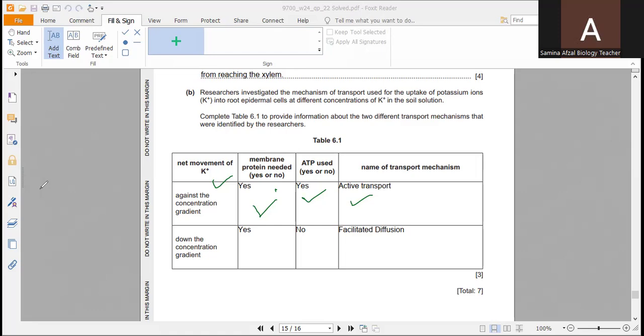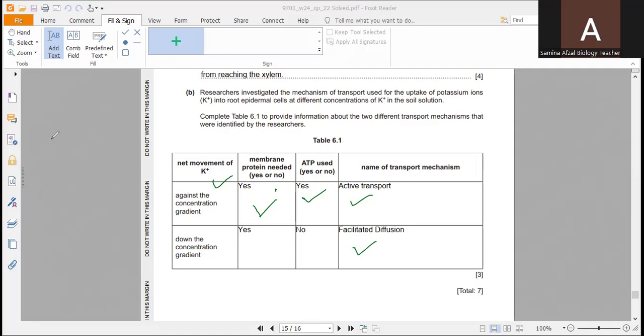And the other is down the concentration gradient. Down the concentration gradient means they have to move from high concentration towards lower concentration. So membrane protein is needed in that case, but ATP is not used because this is passive movement. They move slowly, a very slow movement takes place, so they don't need energy. This type of transport mechanism is called facilitated diffusion, in which the substance moves from high concentration towards lower concentration, or down the concentration gradient.